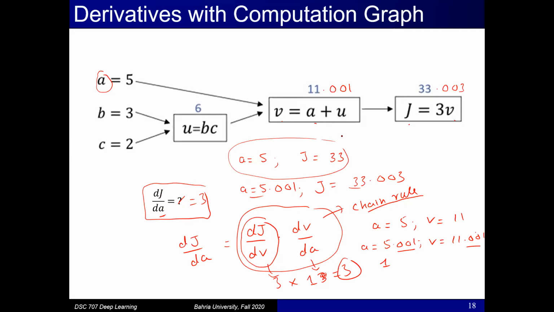But practically, these levels would be different layers of the neural network, right? Maybe you have 3 layers or 10 layers. So that's why when we are deriving something, we will not be doing it numerically. This is just for understanding purposes. We'll always be using this chain rule.